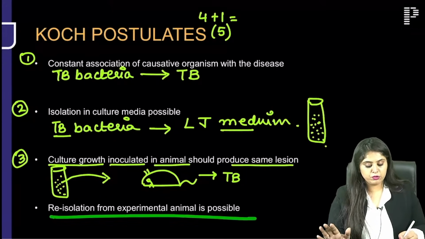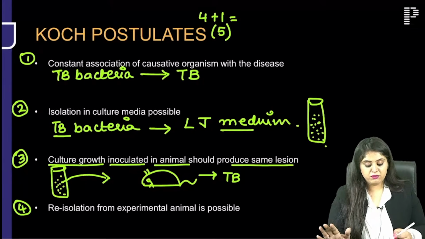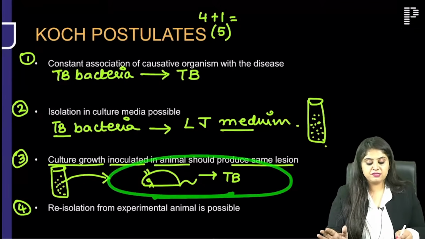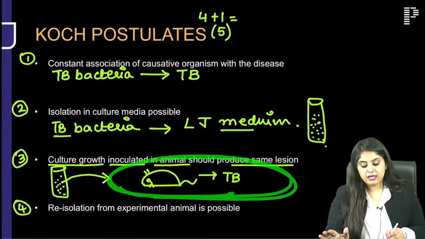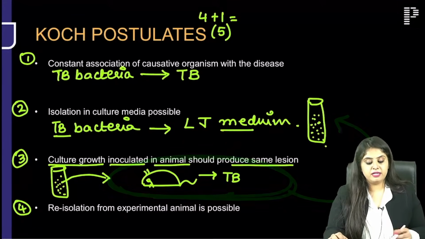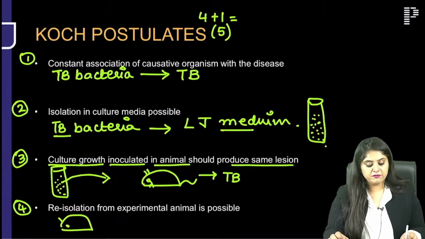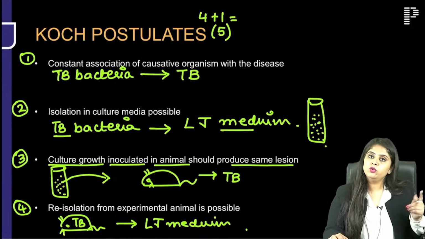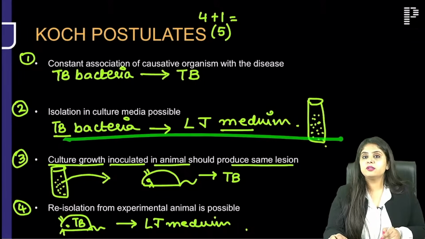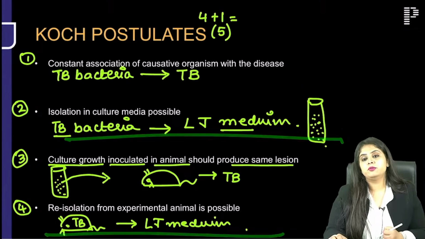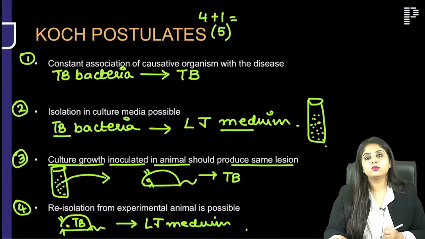The fourth Koch postulate says, now imagine from humans you've gone into animals. Now the animal has TB. They are saying that from this animal who has had TB, again you should be able to grow it in an LJ media. Re-isolation from the experimental animal means once again from this rat who has had TB, which media should you be able to grow it on? Again you should be able to grow it on LJ media. So from humans also you should be able to grow it on LJ media. From animals also you should be able to grow it on culture media. Are the four Koch postulates okay?